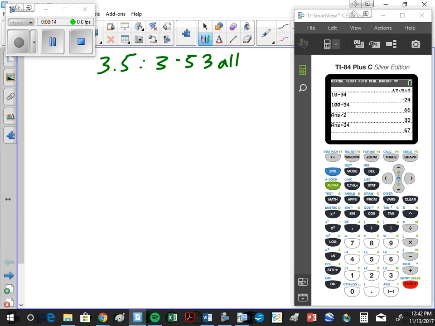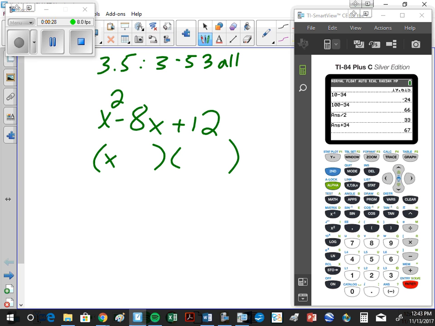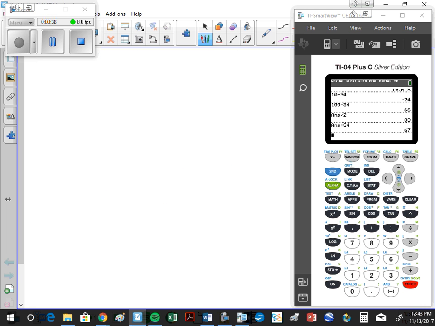Okay. If we looked at a regular quadratic equation, x squared minus 8x plus 12, does that factor? It would be x minus 6 and x minus 2. So x is 6 and 2. You understand that, right? What if I had this?